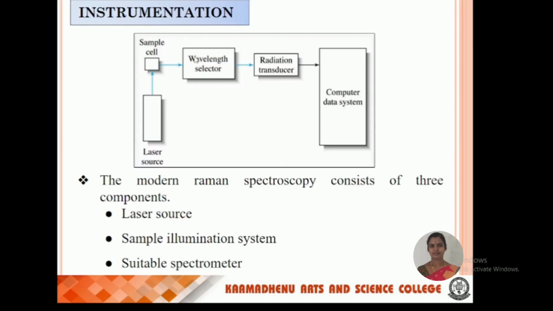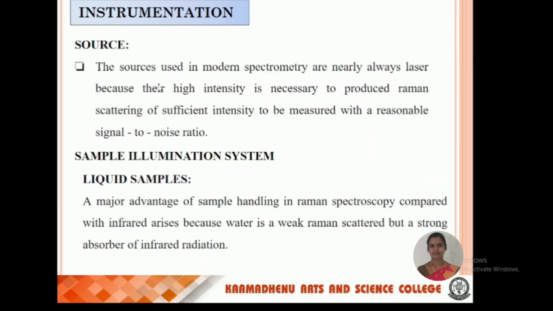Then instrumentation. The modern Raman spectroscopy consists of the following three components. First one is laser source, second one is sample illumination system, and third, a suitable spectrometer. Here the parts are. Then source. The sources used in modern spectrometers are nearly always lasers because their high intensity is necessary to produce Raman scattering of sufficient intensity to be measured with a reasonable signal to noise ratio.